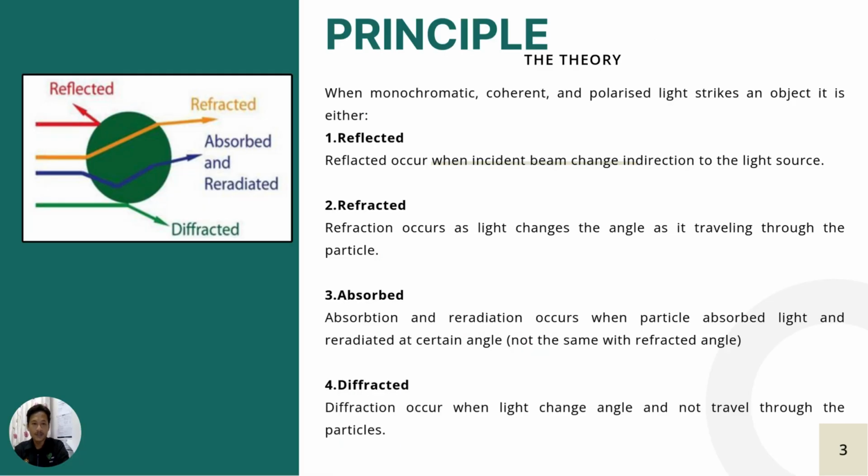When monochromatic, coherent, and polarized light strikes an object, it is either reflected, refracted, absorbed and re-radiated, or diffracted. Reflection occurs when the incident beam changes direction back toward the light source. Refraction occurs as light changes angle traveling through the particle, while absorption and re-radiation occur when the particle absorbs light and re-radiates it at a certain angle, but not the same as the refracted angle. Diffraction occurs when light changes angle and does not travel through the particle.